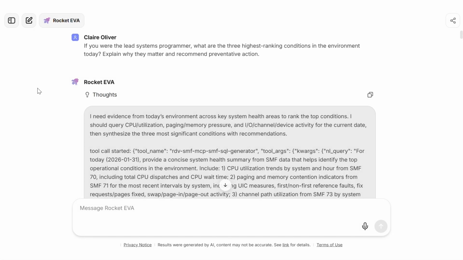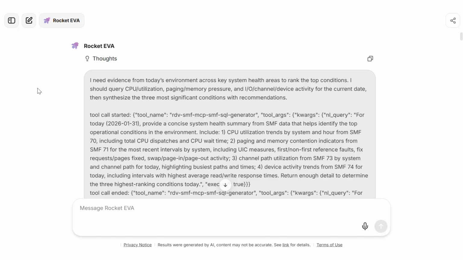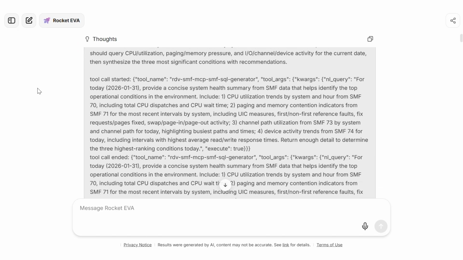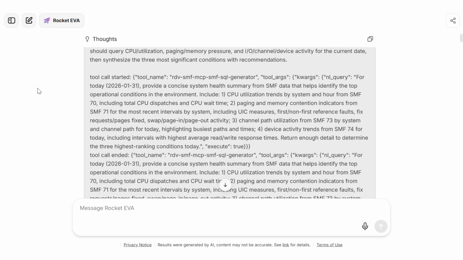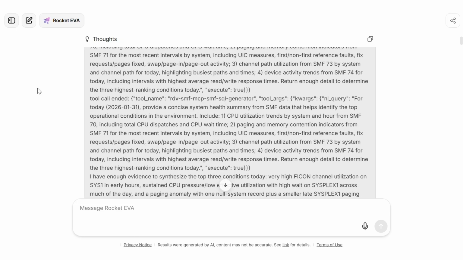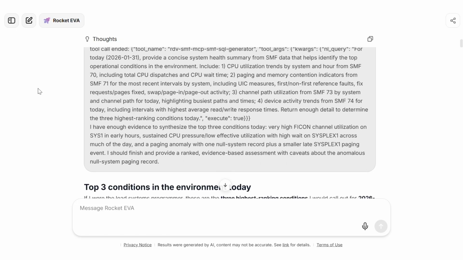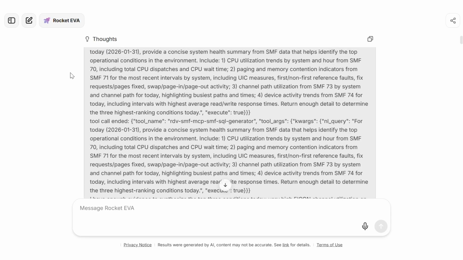Looking at EVA's reasoning, we can see it determining which operational metrics are most relevant to answering the question, including CPU utilization, paging and memory pressure, and I/O device activity. EVA retrieves that information through the RDV MCP server and analyzes it to identify the highest confidence risks in the environment, helping systems programmers focus on the most critical issues before they develop into larger operational problems.